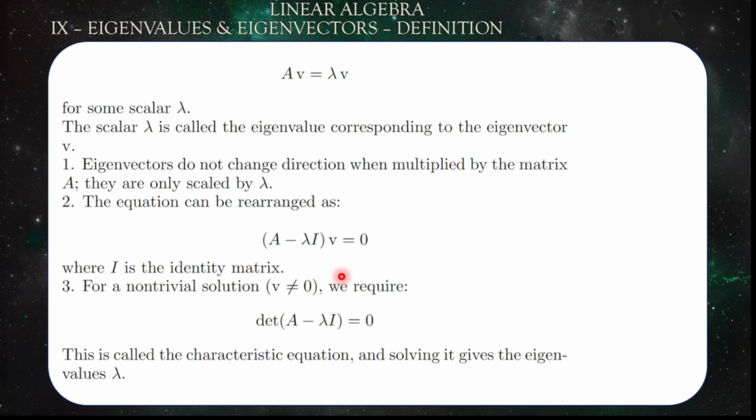For a non-trivial solution v different than 0, we require that the determinant of A minus lambda I should be equal to 0. Since v is different than 0, the determinant of A minus lambda I should be 0, so that the product of these two gives us 0. This is called the characteristic equation, and solving it gives the eigenvalues lambda.